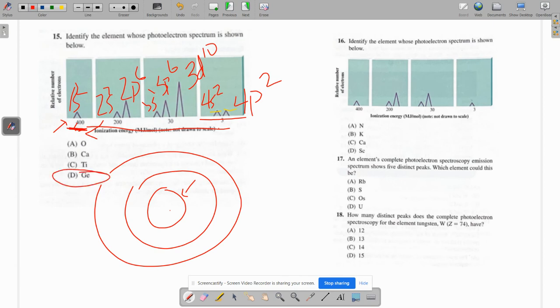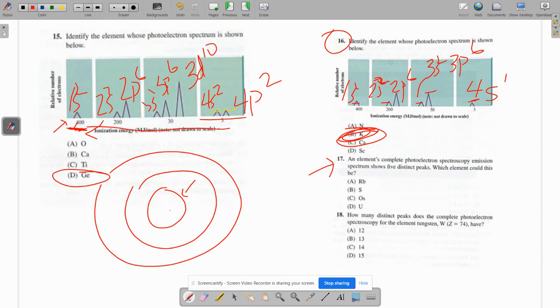I would do the same thing with 16. So 1s2, 2s2, 2p6, and then 3s2, 3p6, because it's the same height as that one. And then you've got this little nublet. So we're definitely into the fourth level, and it's only one tall, so it looks like 4s1. That would be potassium. Pretty easy, right? Just remember, the height of the peak represents how many electrons have that binding energy. So that guy is half the height of these guys, so that's one electron versus two.